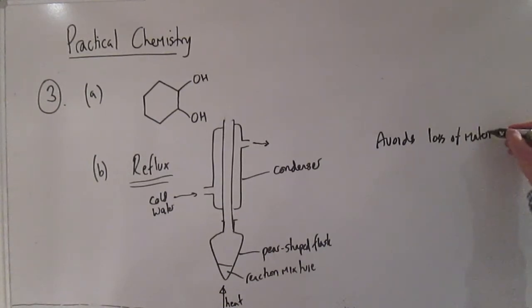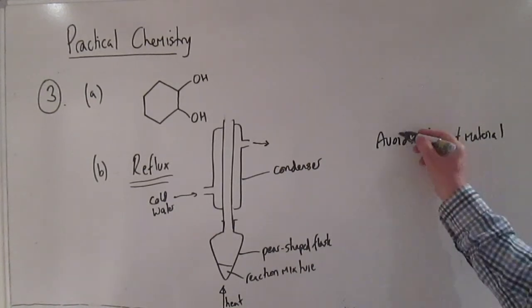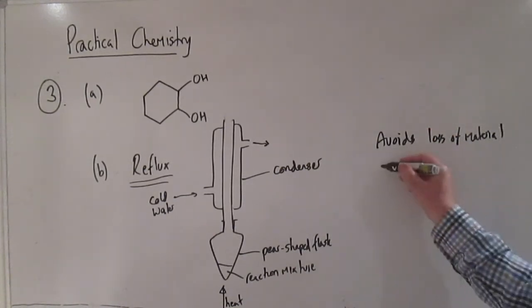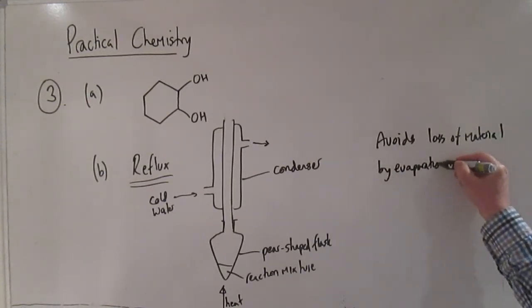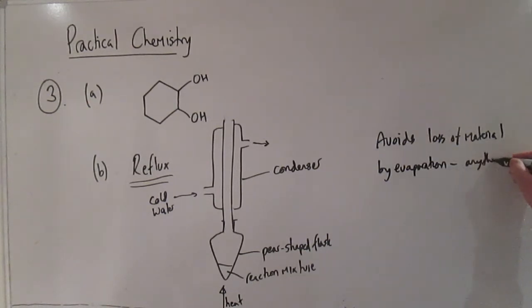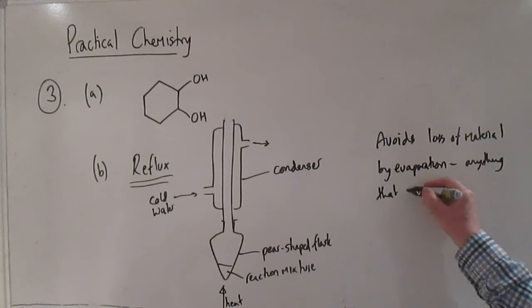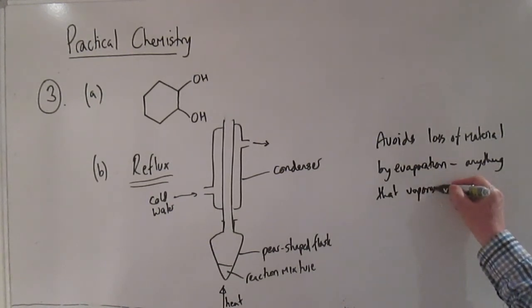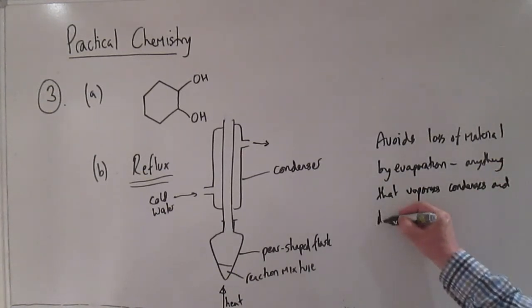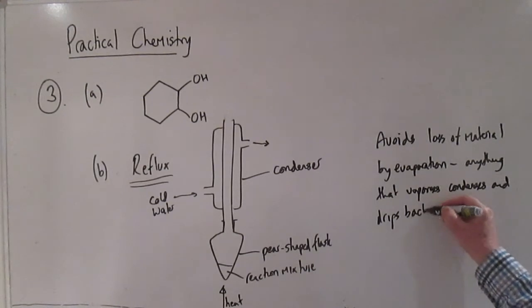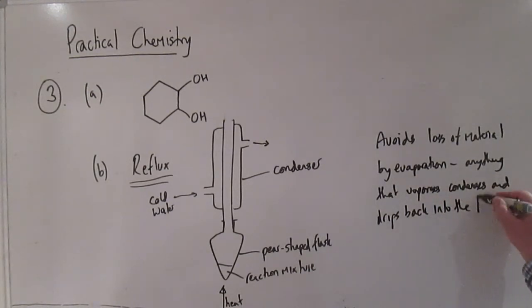By material, it could be the unreacted starting material, it could be the product, it could just be the solvent. It depends on what your reaction is, but it avoids loss of material by evaporation, because anything that vaporizes condenses and drips back into the flask. That's the principle of how reflux works. Okay, so that's the method.